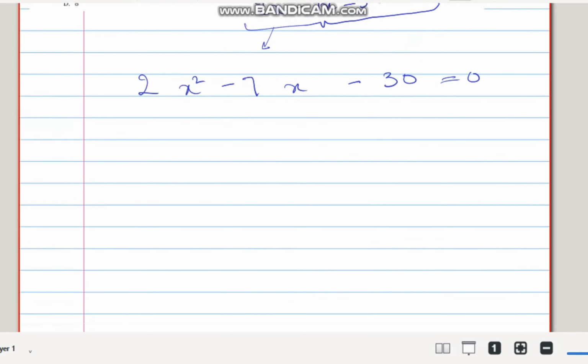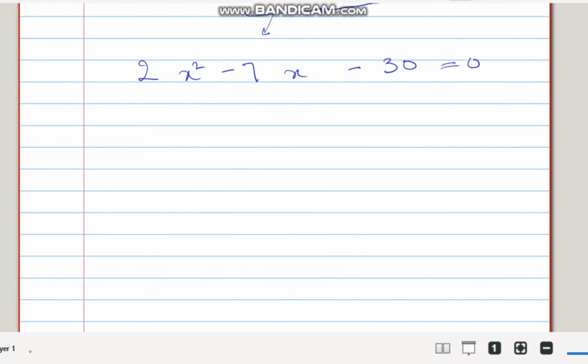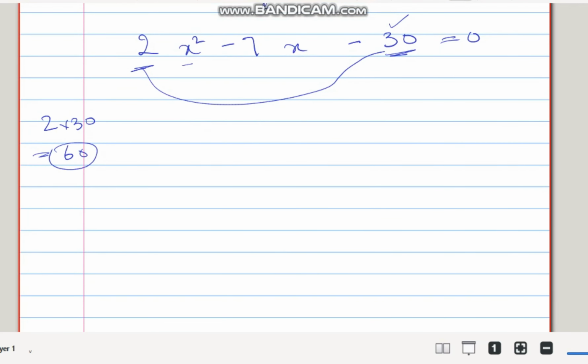So how will you solve this equation? First of all, please note the digits. These are two digits. This is the term without a variable, and here is the variable x square. So please multiply these both, and I will get 2 multiplied by 30, which is equal to 60. Okay, so we got 60 basically. This is a very important point. And now split the 60.